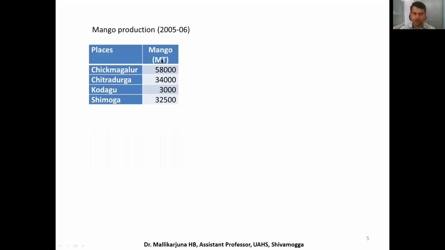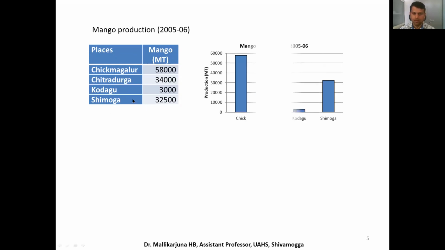Let's consider only the mango production. This is in million tons in different places, 4 districts. This is the mango production data in 2005-6. We can represent this table or data in this way. So this is Chikmagalur and Chitradurga, Kodagu, Shivamoga. For these attributes, Chikmagalur's mango production is 58,000, Chitradurga 34,000, Kodagu 3,000, Shivamoga 32,500. So in this way, we can represent the data.